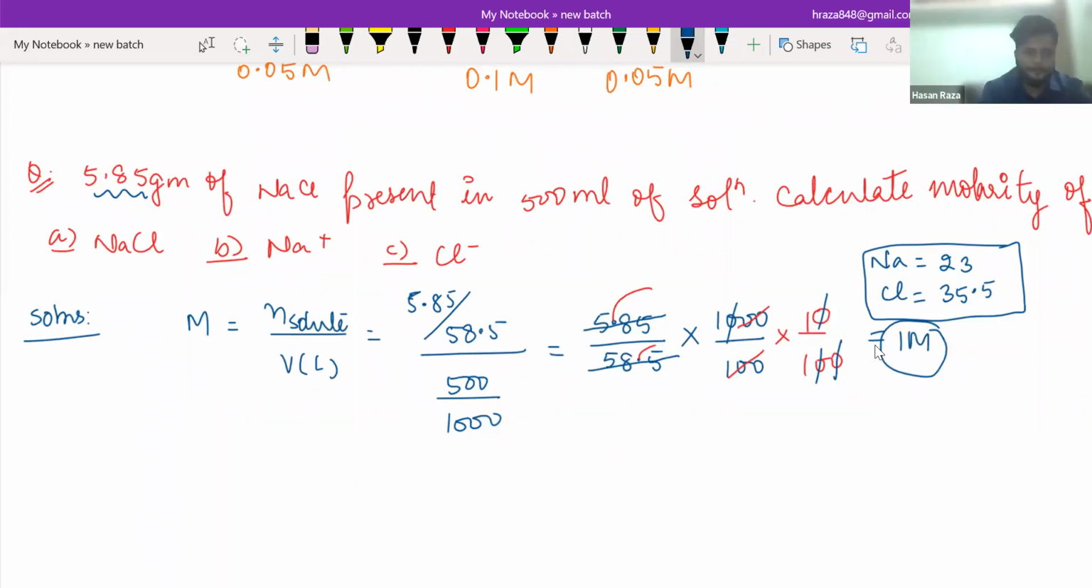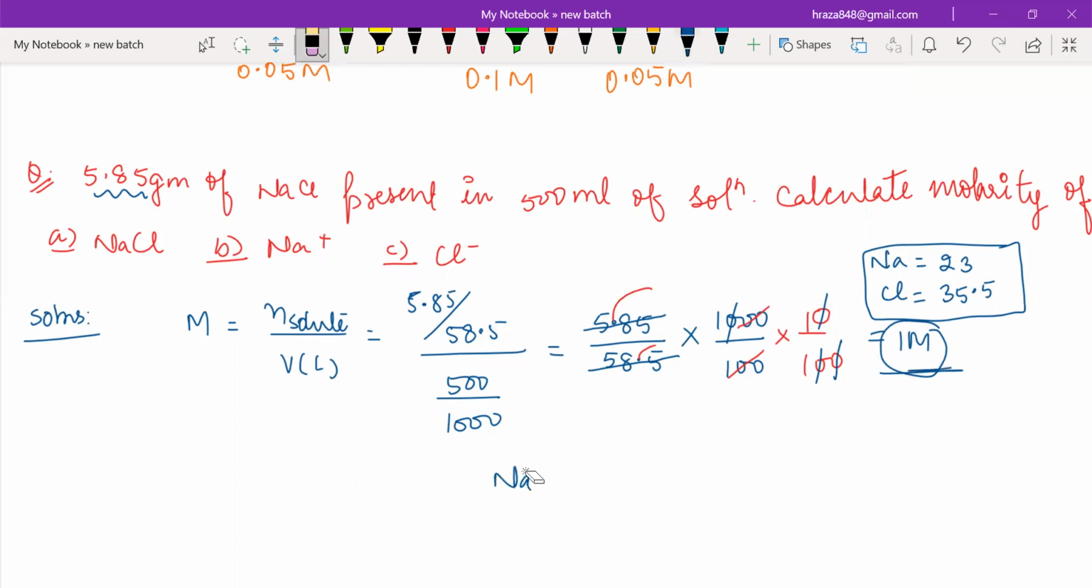Now see, NaCl has molarity 1 mole, and please do the rest on your own. NaCl gives Na plus and Cl minus.